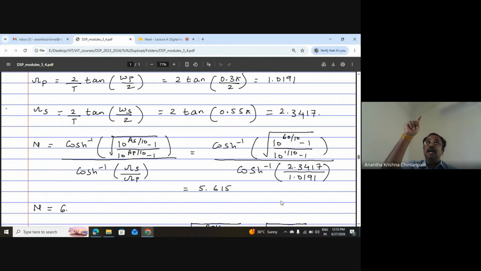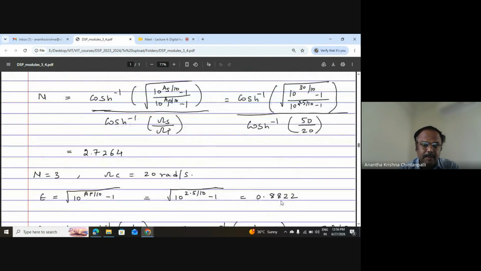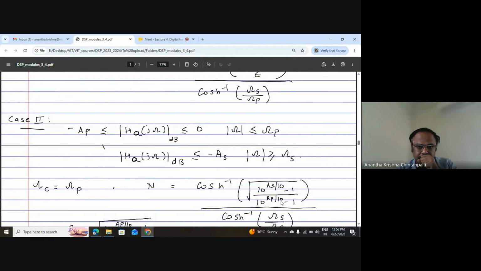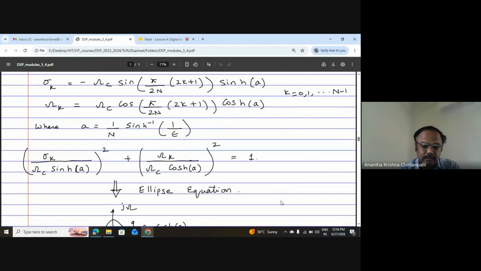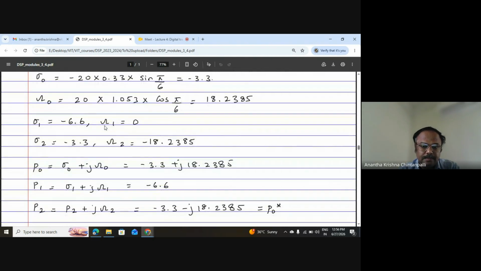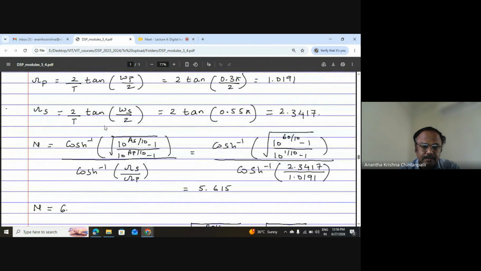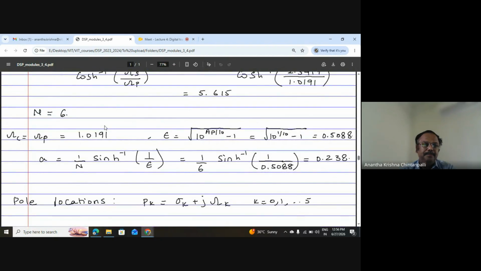So that means, let me go back to that pole zero schematic. It is 6, meaning that 3 here and 3 here. Okay, so omega c is equal to omega p, which is given as 1.0191.